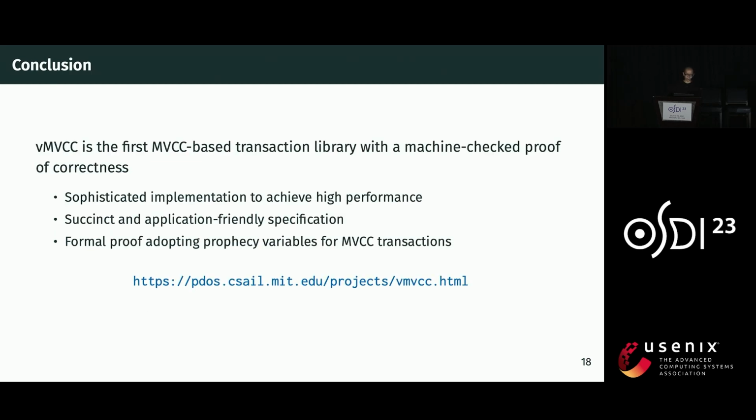To conclude, vMVCC is the first MVCC-based transaction library with a machine-checked proof of correctness. Its implementation is sophisticated to achieve high performance. It comes with a succinct and application-friendly specification. And its proof includes the use of prophecy variables to reason about MVCC transactions.